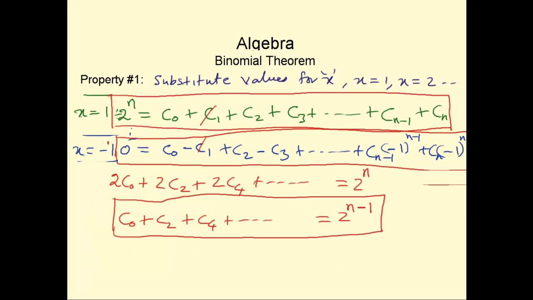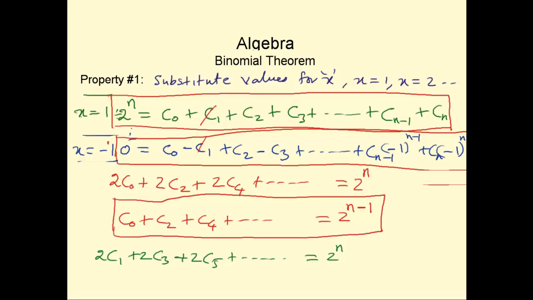Now let's see what happens if you subtract this equation from this equation. So if you subtract this from this, C0 minus C0 is 0, and then C1 minus of minus C1 is 2C1, and then C2 minus C2 is 0, and C3 minus of minus C3 is plus 2C3, and C4 cancel out because both are positive, and C5 minus of minus C5 is plus 2C5. So you get all the odd binomial coefficients. On the right hand side you get 2 to the n minus 0, which is 2 to the n.